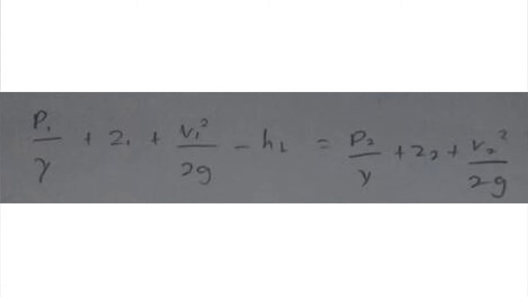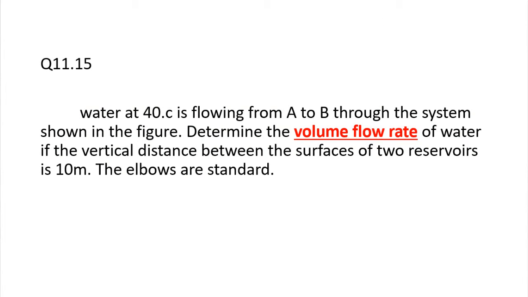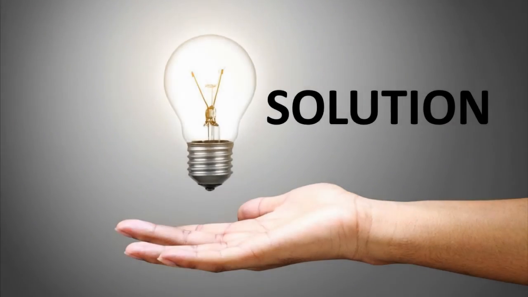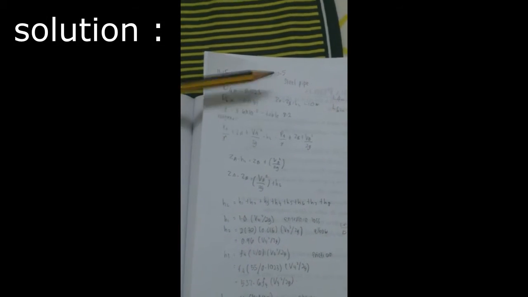For the class 2 problem, we use this equation. How do we know that this is class 2? Because we want to determine the volume flow rate. So we know from the notes that volume flow rate is the keyword for the class 2 equation. We are using steel pipe, not ductile iron pipe.